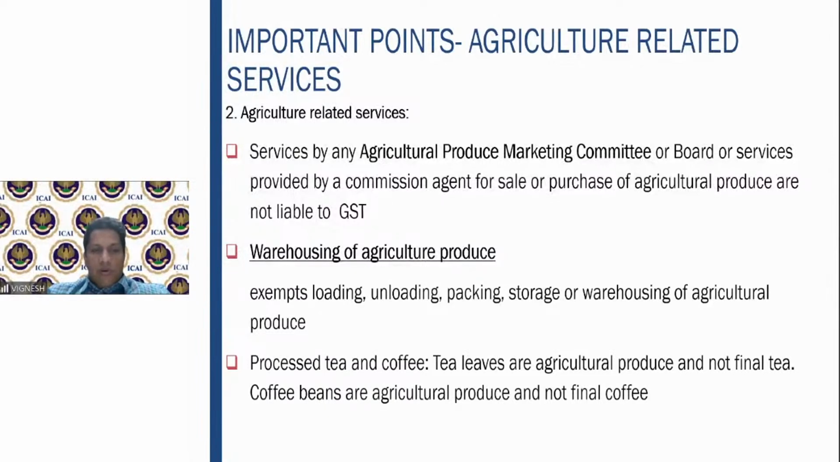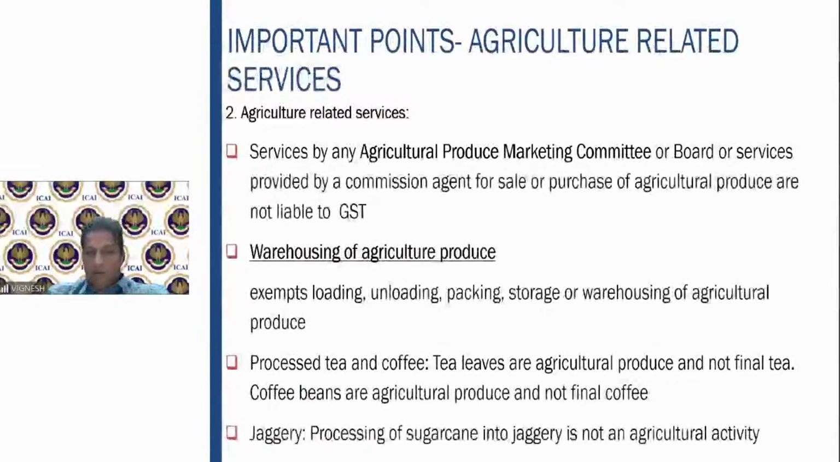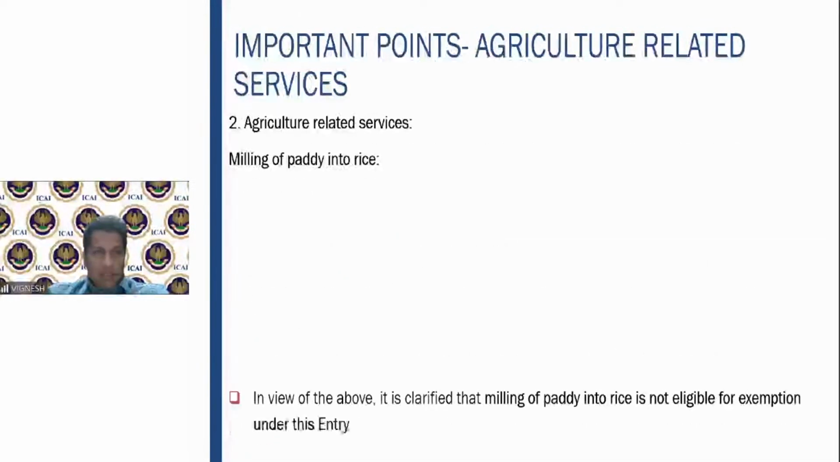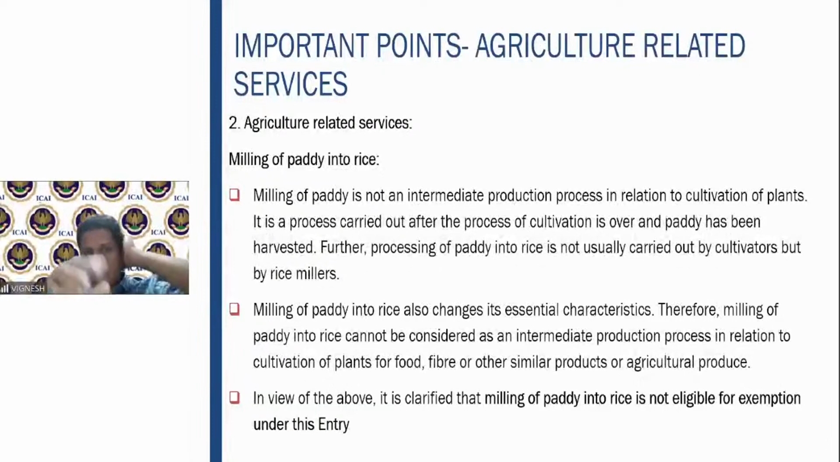Warehousing of agricultural produce, loading, unloading, packing, storage, warehouse. Processed tea and coffee: tea leaves are agricultural produce, but not the final tea. In a similar way, coffee beans are agricultural produce, but not the final coffee. Again, sometimes sugar cane is processed into jaggery. That is also not an agricultural activity. These explanations and clarifications are given.